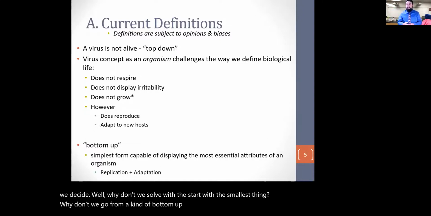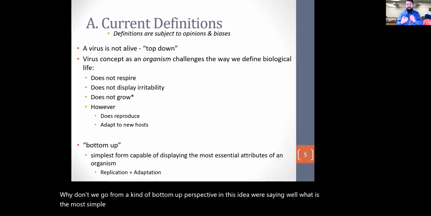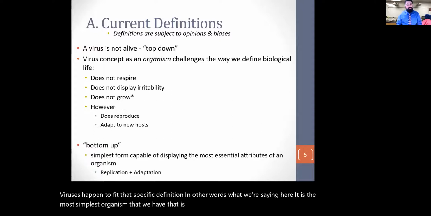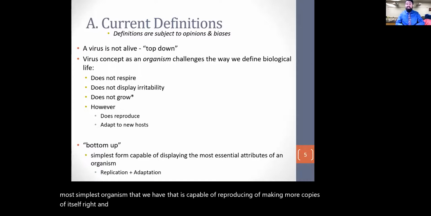In this idea, we're saying, well, what is the most simple, basic, tiniest thing that we can consider to be alive? And if we do that, viruses happen to fit that specific definition. In other words, it is the simplest organism that we have that is capable of reproducing, of making more copies of itself, right? And it can indeed, more than anything else, adapt to its environment.